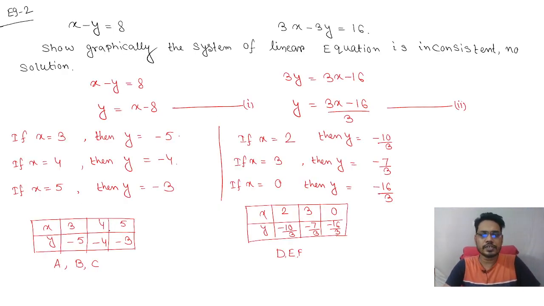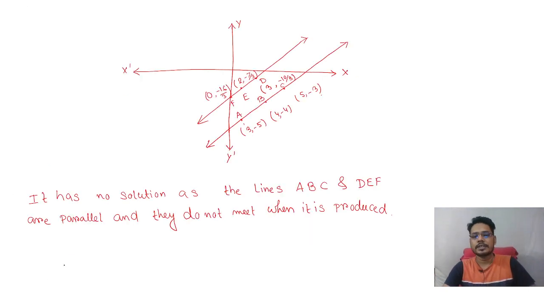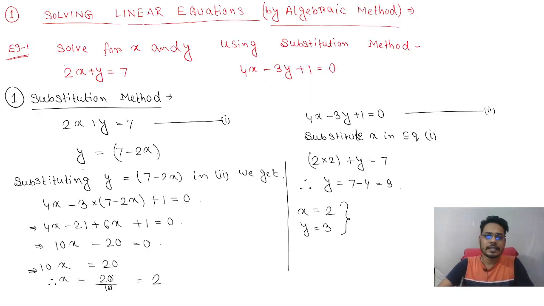Now the second equation, a similar type of equation, two equations are there, it has no common point or no common solution. If you put the points on the graph, you will get that they do not meet one another and these two lines are parallel. Then we learn how to solve the linear equation by the algebraic method, that means without the graphical method. There are various types of methods. First, today we learn about the substitution method.